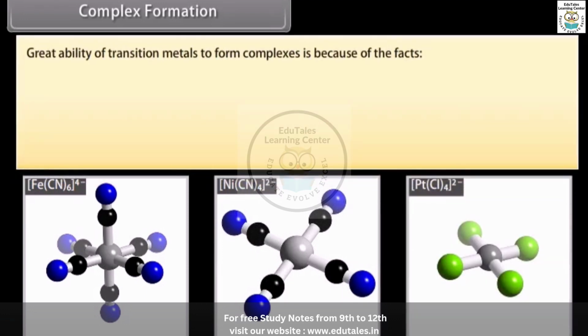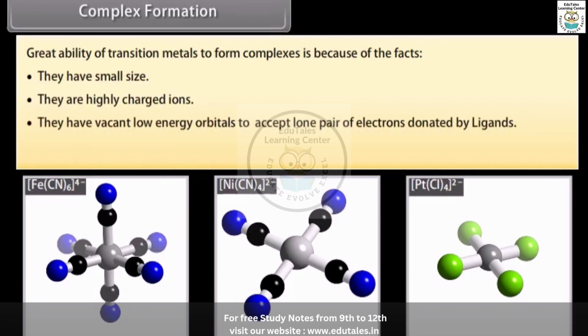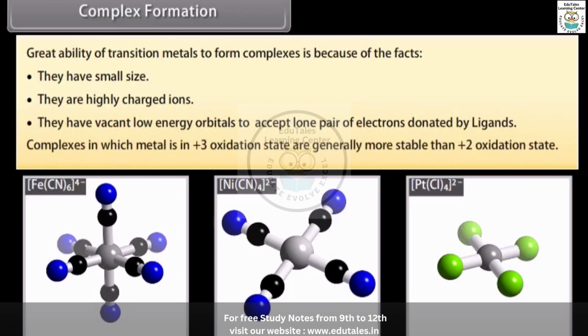The great ability of transition metals to form complexes is because of the fact that they have small size, they are highly charged ions, and they have vacant low energy orbitals to accept lone pairs of electrons donated by ligands. Complexes in which metal is in +3 oxidation state are generally more stable than +2 oxidation state.